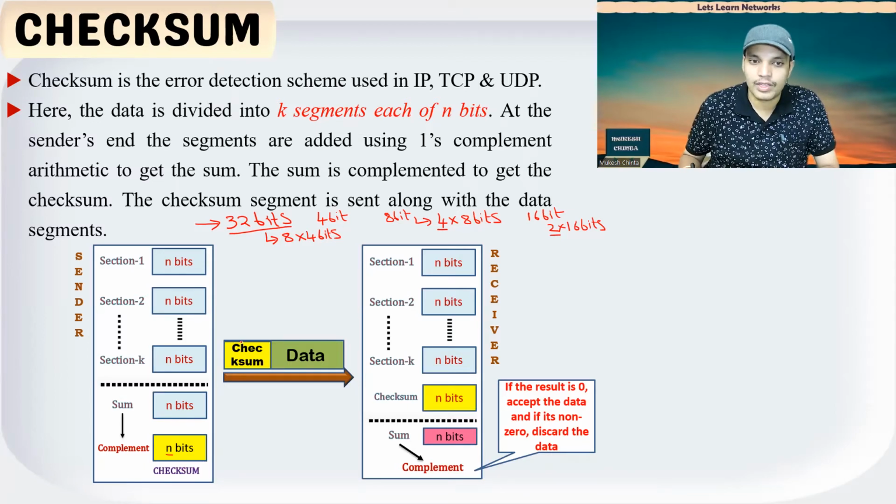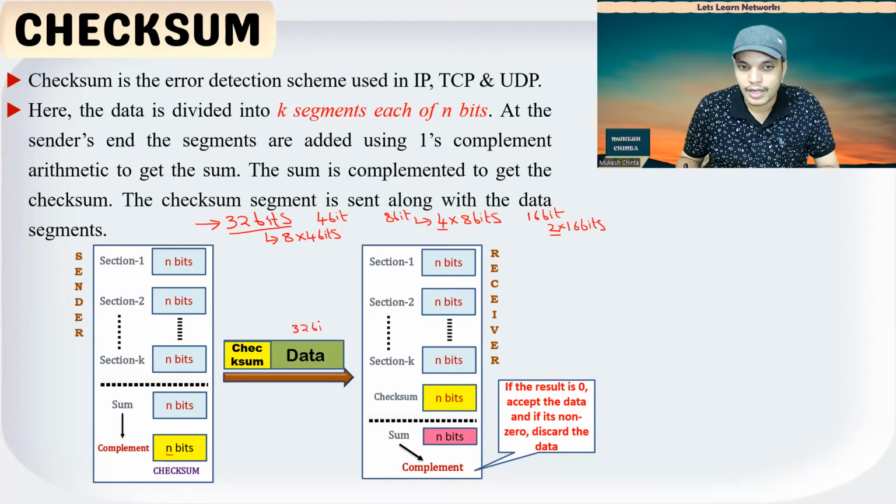This checksum is now appended to your original data. In my example, the data is 32 bits and I'm using an 8-bit checksum, so I add the last 8 bits, which I got after complementing the sum of my 4 blocks of data. This entire thing will be sent to the receiver.